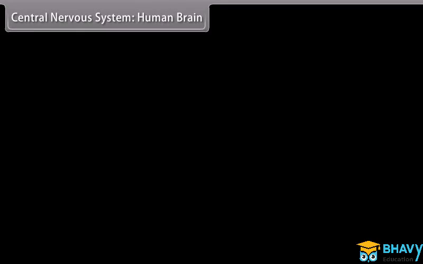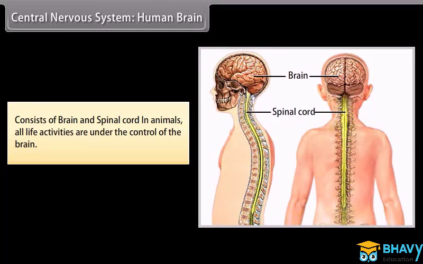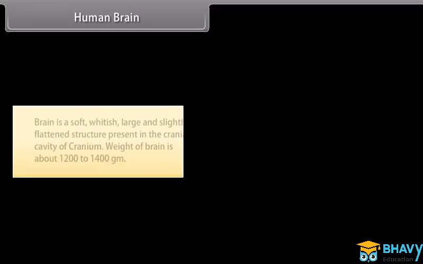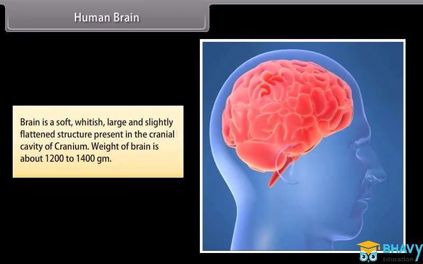Central nervous system, human brain. The central nervous system consists of brain and spinal cord in animals. All life activities are under control of the brain. Human brain. Brain is a soft, whitish, large and slightly flattened structure present in the cranial cavity of the cranium. Weight of brain is about 1200 to 1400 grams.